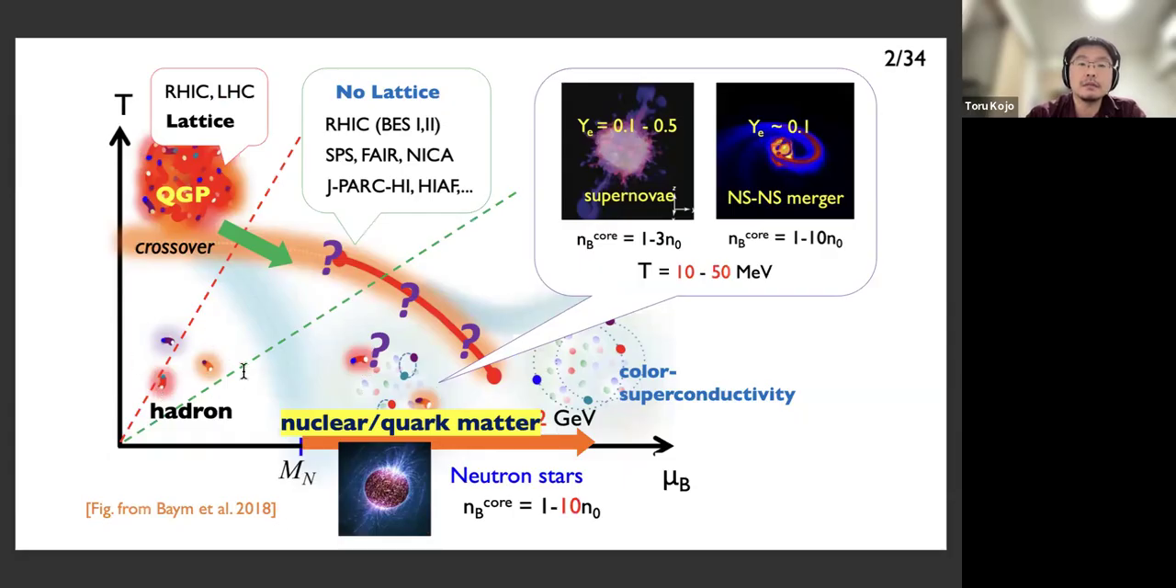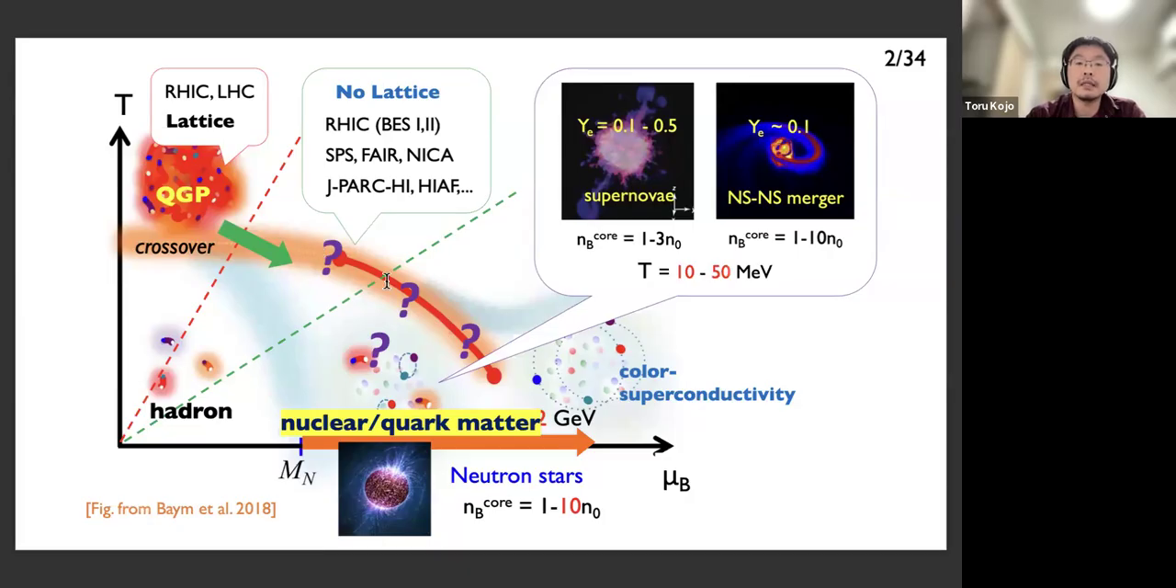At low density and low temperature, we have matter of hadrons. And as we heat up hadronic matter, it continuously transforms into a quark-gluon plasma without any phase transition. Although the degrees of freedom look very different in the hadronic phase and the QGP, this transition is actually continuous, a crossover. This state of hot matter has been studied through relativistic heavy ion collisions and also by lattice QCD. Our understanding has now matured in this region.